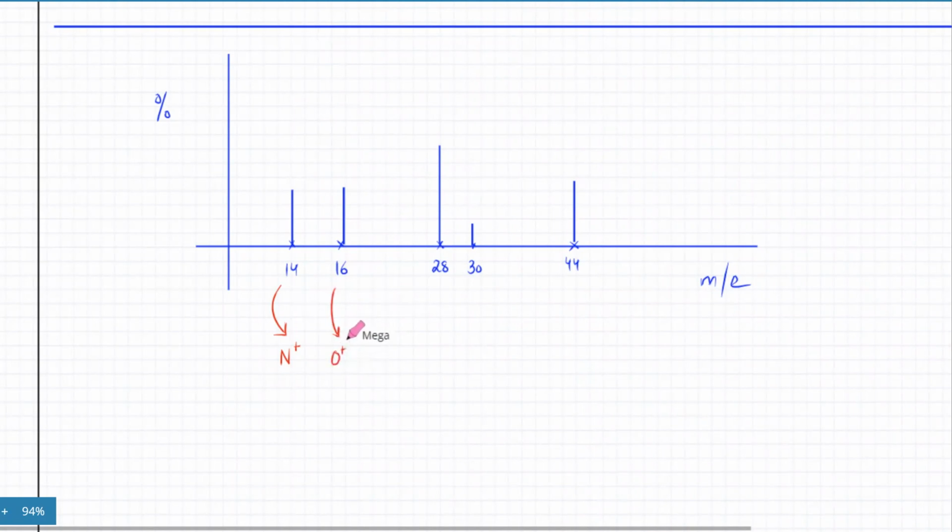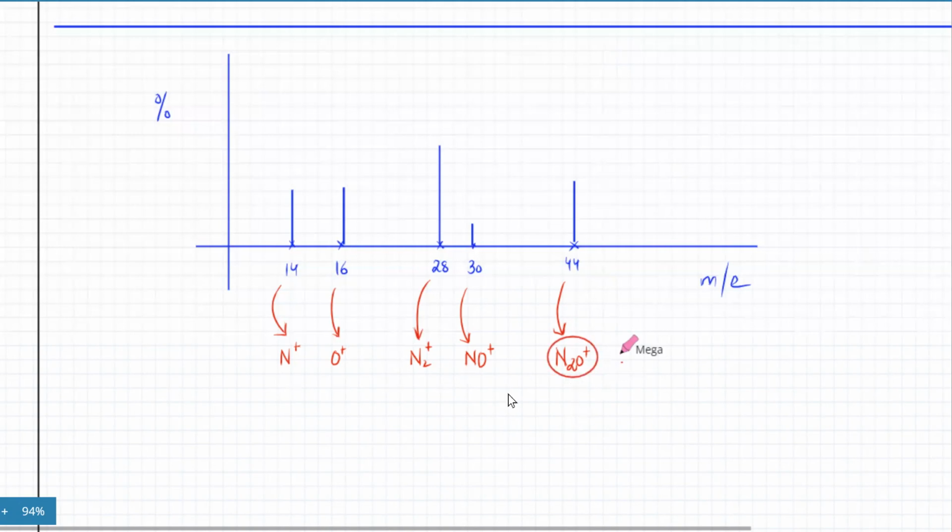So what is 28? The N2. Remember, the small fragments join up to form these bigger fragments, so that must be N2. What is 30? Nitrogen plus oxygen, that's NO. And what's the big one now? 44. Remember, the small pieces add up to form this big piece. So that is N2O. That's your big piece, it's going to be N2O.